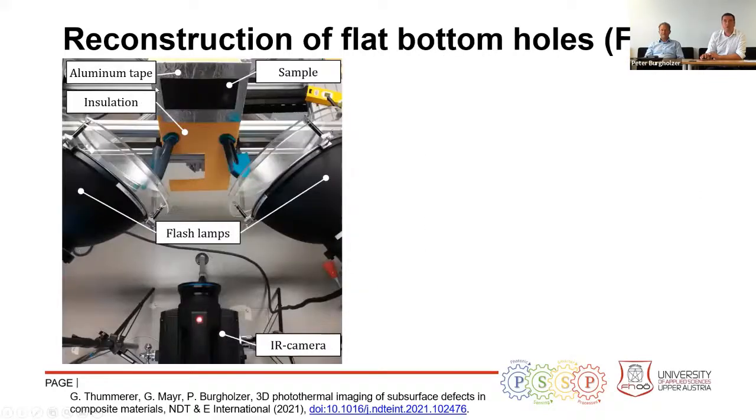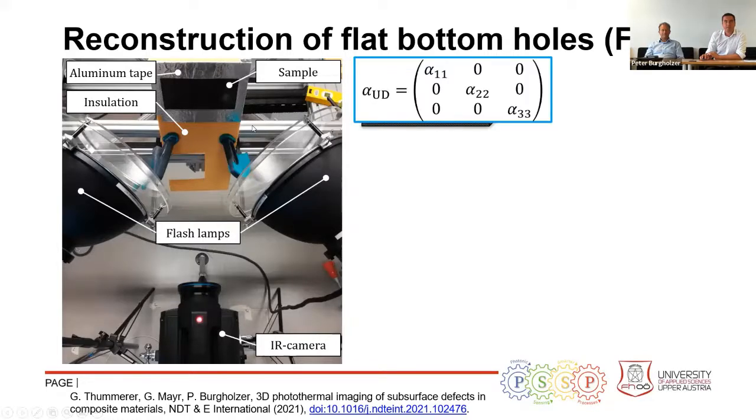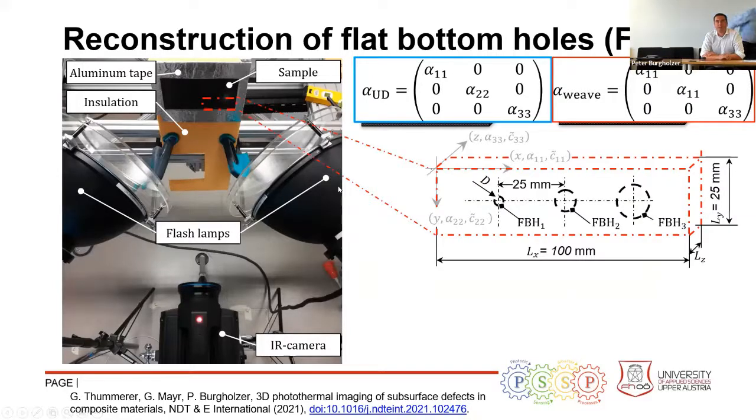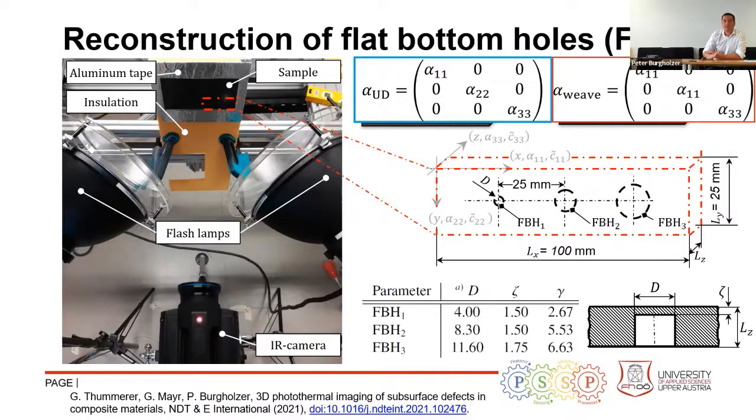Yeah, the next one is a more practical example. This is a composite material with different thermal diffusivities in each direction. You can see here the sample, here the excitation sources, and here the infrared camera. This is the description of the sample with 3 different flat bottom holes. And these are the dimensions.